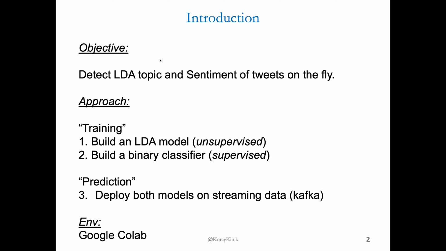In part one, I built two separate models. The first model is an LDA topic model, which is an unsupervised learning approach. The second model I trained is a binary classifier on text data, and this is supervised learning using TensorFlow. In the second part of my project, I deployed these two models on streaming data. The streaming data will be coming from Kafka. My environment is Google Colab.